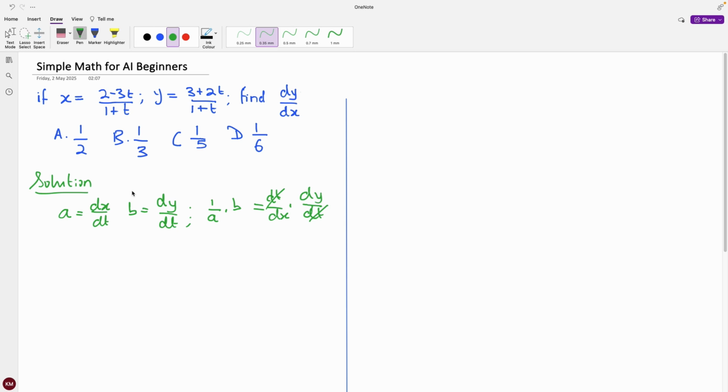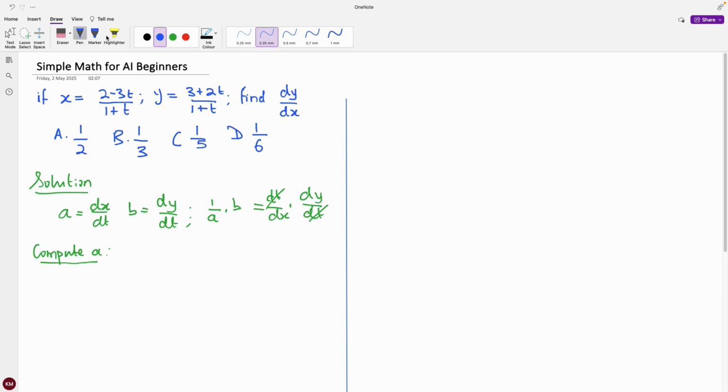So what we are going to do is to find a and b. Once we have a and b, we can now use them to find dy by dx. So let's go on to solve this problem. Let's compute a.